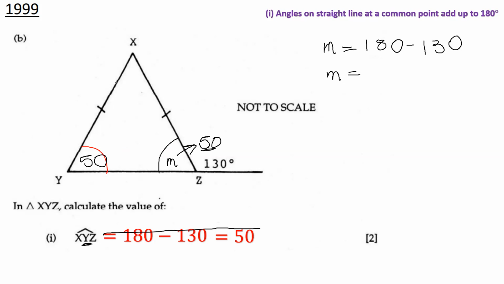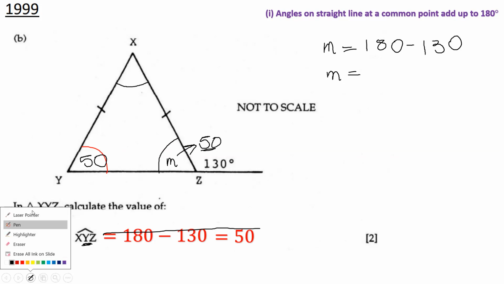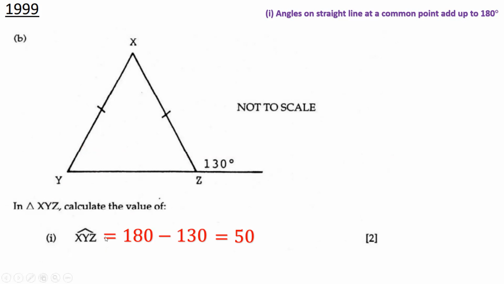We don't know what X is yet, but we know that this is 50 and this is also 50. So Y is going to be equal to, oh, I see what I did. I didn't do it wrong. I had the right answer. Y is equal to 180 minus 130. Okay, I see what I did. So I was right. So again, Y is equal to 180 minus 130, which is going to be 50.